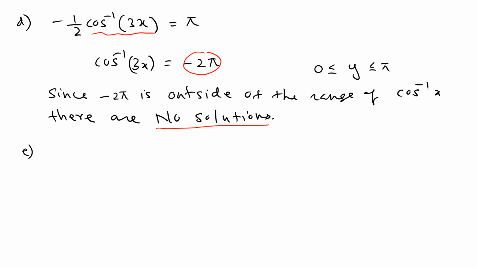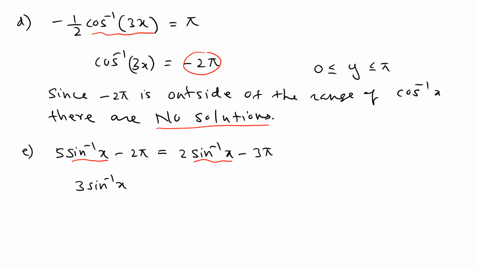Let's say this is number E. How about this one? 5 sine inverse x minus 2 pi equals 2 sine inverse x minus 3 pi. You can see that there is sine inverse on both sides. Since you see sine inverse on both sides, we're going to bring it to one side. That means you subtract 2 sine inverse x from both sides, so you can write this as 3 sine inverse x. And then you also add 2 pi to both sides.